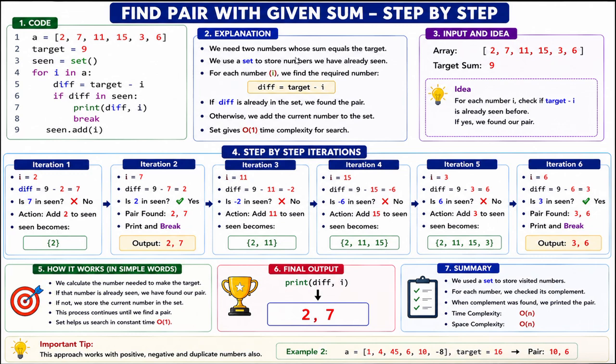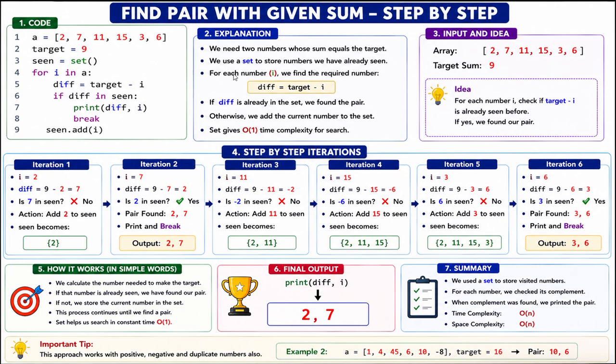We need two numbers whose sum is equal to this target. Like 2 plus 7 equals 9, so that is one pair. And 3 plus 6 equals 9, and that is another pair. Like that. We use a set here to store numbers we have already seen.